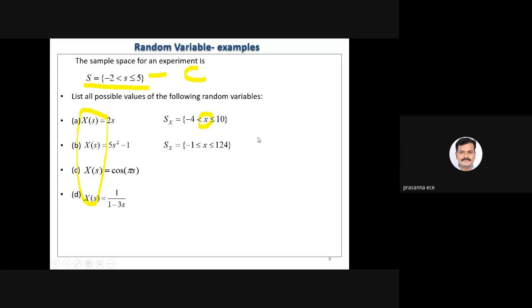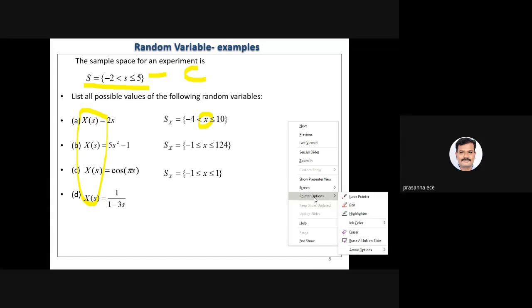Okay. So what is the next one? What is the set? -1 to 1. Yeah, it's from -1 to 1. Okay. So what about the next one? So here you have a peculiar X of s, where the set of all possible values is -1 to 4.